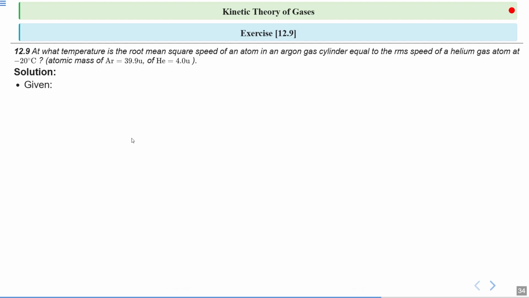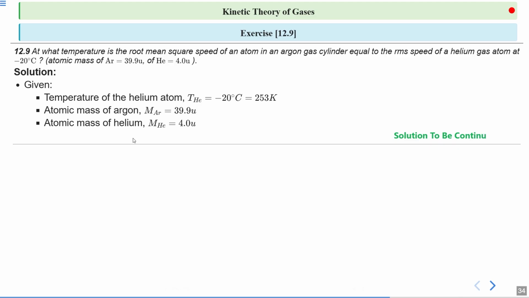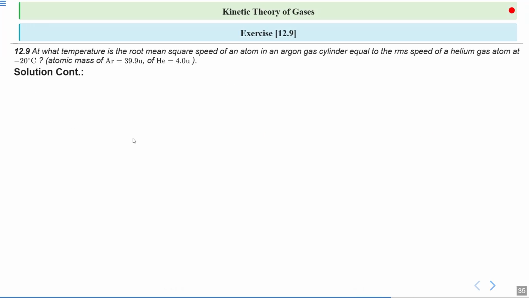So let's start by identifying the given information. We know the temperature of the helium gas atom is minus 27 degrees Celsius, which converts to 253 Kelvin. Next, we have the atomic mass of argon, which is 39.9 atomic mass units, 39.9 u. Atomic mass of helium, 4 u. So let's denote VRMS argon as the RMS speed of argon, and VRMS helium as the RMS speed of helium.